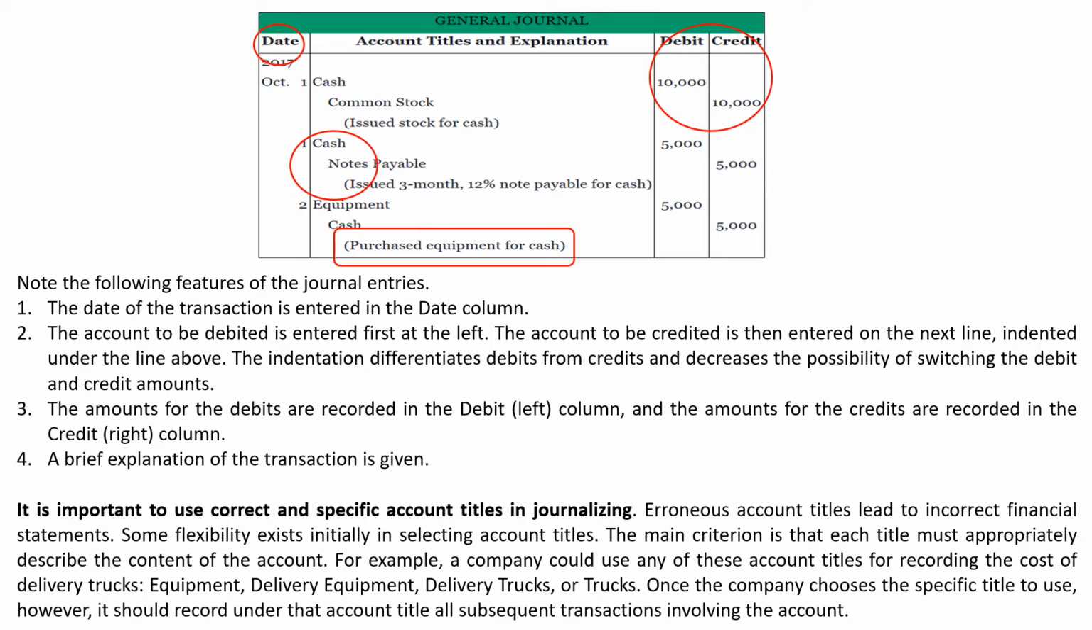For example, companies should use these types of accounts to record the cost of delivery trucks: equipment, delivery equipment, delivery trucks, or trucks. So if you want to describe something, we really have to be specific.